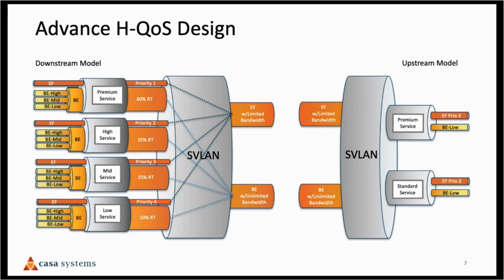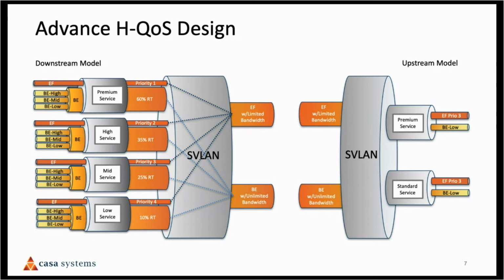We were able to see some of the features that Casa Systems supports. We would like to show an advanced HQoS design that can be supported in our system. For downstream services, we would like to support 4 different services in which we will prioritize and assure expedited forwarding traffic regardless of the service level that was assigned.